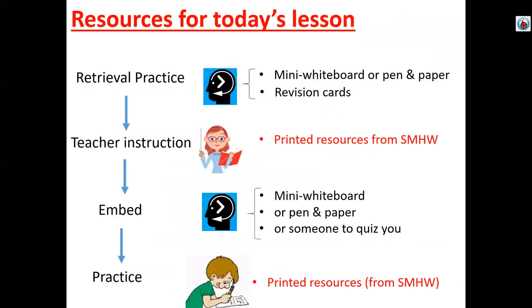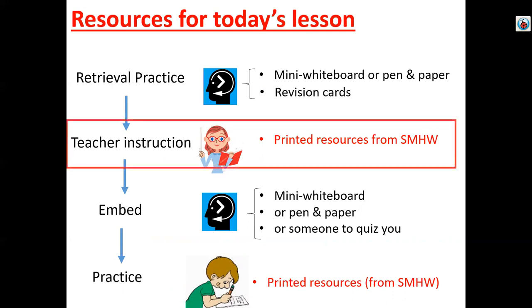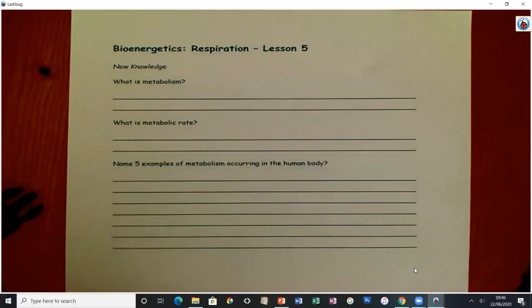Right, let's now move on to today's teacher instruction. The resource you will need is this one. If you need to print it out, please pause and organise. Okay, so today we are looking at metabolism and examples of metabolism that occur in the human body. So the first thing we need to know is what is metabolism. And metabolism is simply the sum of all the chemical reactions that take place in an organism, or all the chemical reactions that take place in an individual cell.